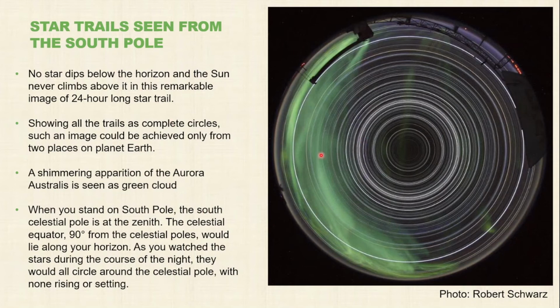And here is a very, very nice image. It's like art. This is a real image taken by Robert Schwartz from the South Pole, from one of the telescopes at the South Pole. You can still see some parts of the telescope around it. But what this is pointing at is the south celestial pole.